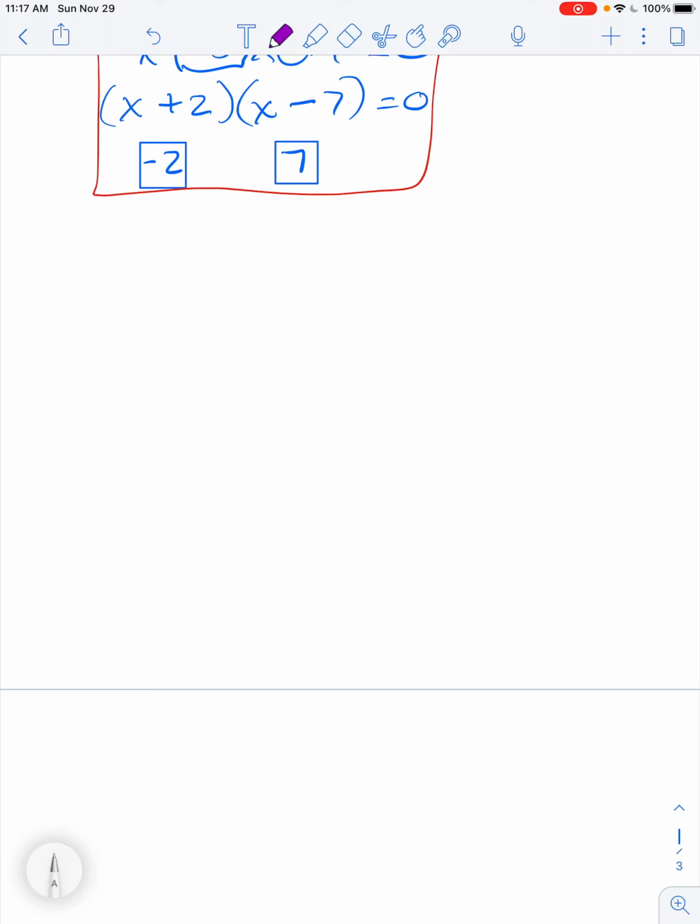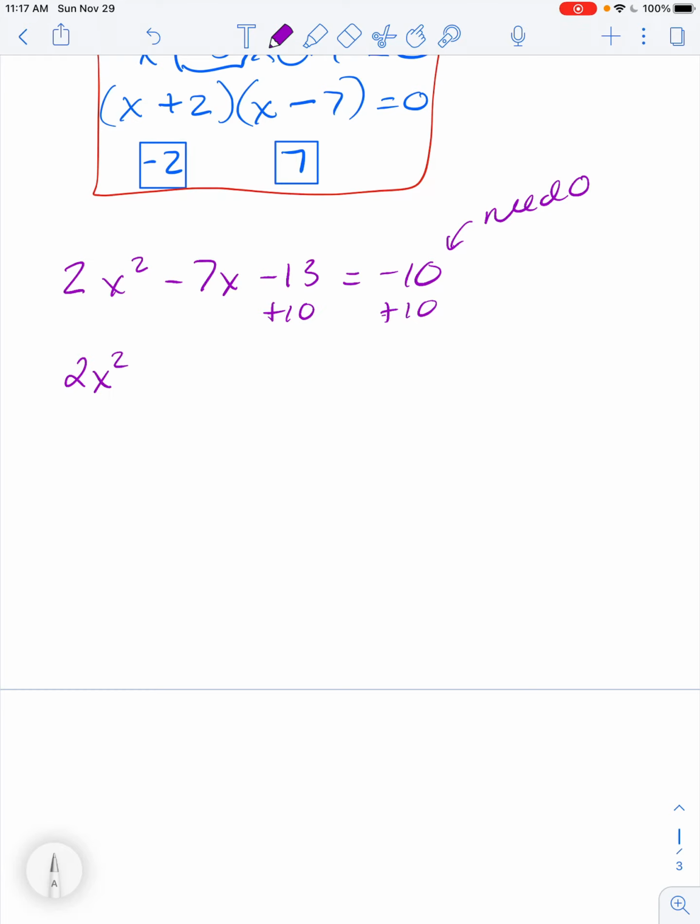Let's see. So say that instead I had something like 2x squared minus 7x minus 13 equals negative 10 to solve. Well, first of all, I need this equal to 0. So if I need a 0 here, I'm going to have to add a 10. So when I do that, I'm at 2x squared minus 7x minus 3.